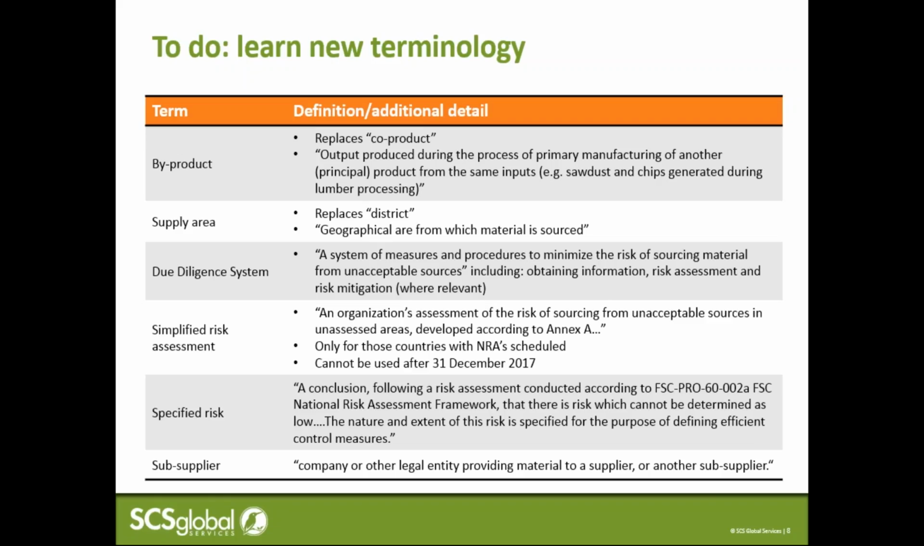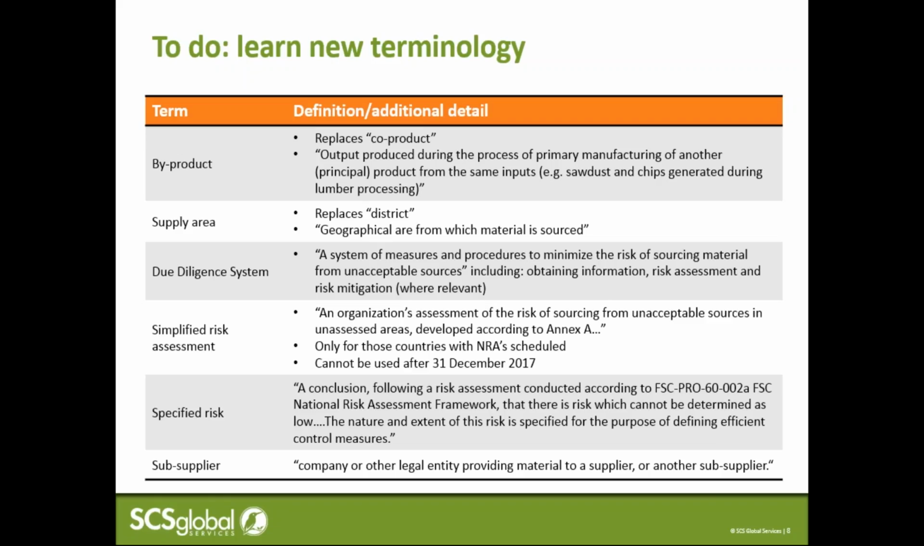One of the most significant changes to the standard is the inclusion of the term due diligence system, abbreviated DDS, which is defined as a system of measures and procedures to minimize the risk of sourcing material from unacceptable sources. A company's system of due diligence must include obtaining information and conducting a risk assessment or risk assessments, and may include risk mitigation where necessary. We will discuss this in greater detail later in the presentation.